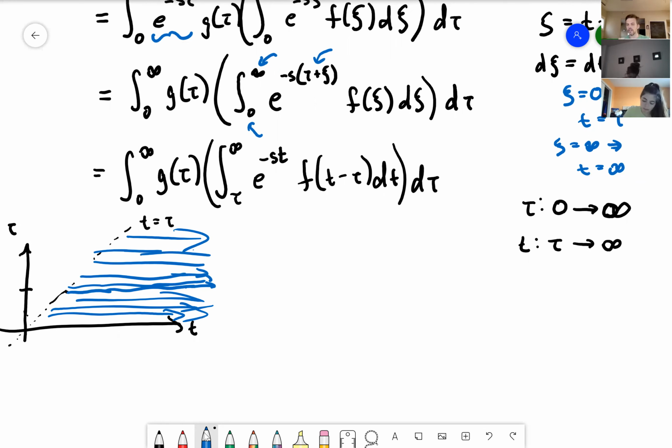Now, so long as all of the rules that we talked about in Calc 3 for changing the order of integration are satisfied, assuming f and g satisfy all of those, then we can change the order of integration so that instead of integrating over horizontal strips, we're going to integrate over vertical strips. Instead of going in the tau direction, we're going to go in the t direction, and we're going to get vertical strips like this, right? So the outer integral will be in terms of t, and it will go from 0 to infinity.